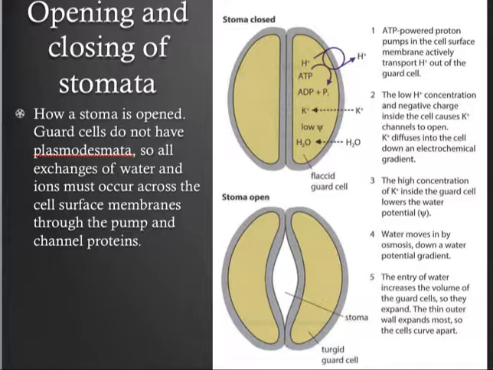The extra potassium ions inside the guard cells lower the solute potential and therefore the water potential. Now there is a water potential gradient between the outside and the inside of the cell, so water moves in by osmosis through aquaporins in the membrane. This increases the turgor of the guard cells and the stoma opens.